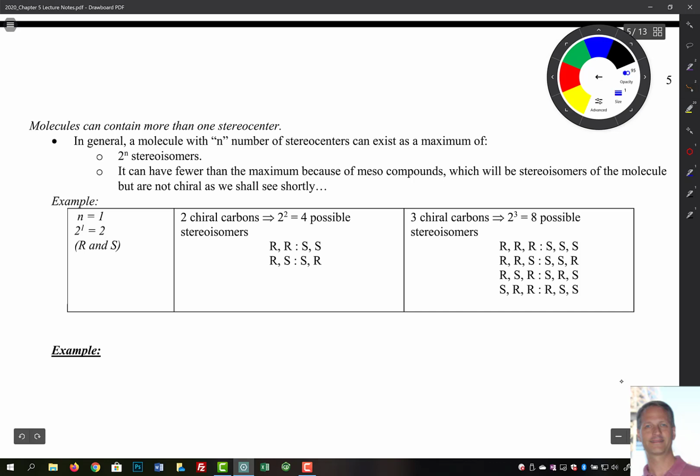So if we look down here below, if n is equal to 1, then 2 to the 1 is equal to 2. So the isomers of that would be R, and then the mirror image of that would be S. If you have 2 chiral carbons, then your possibility, the max, by the way, this is the maximum number, would be 2 squared, which is 4. And the possibilities here would be R and R. The mirror image of that would be S and S. R and S. The mirror image of that would be S and R. Right? 3 would give us 8, so on and so forth.